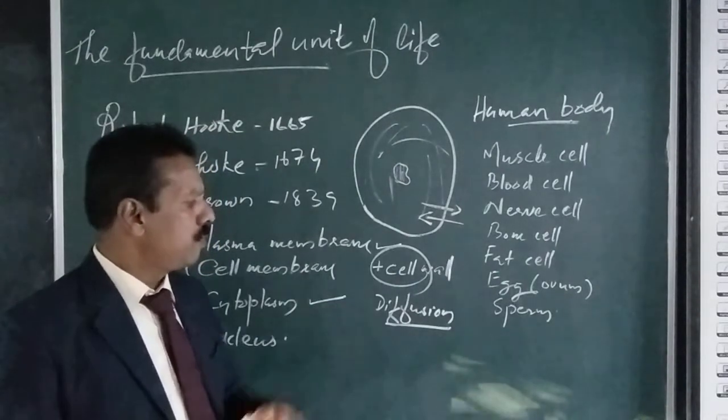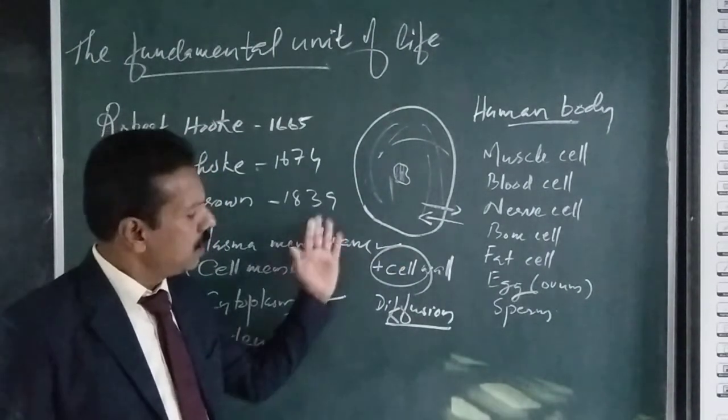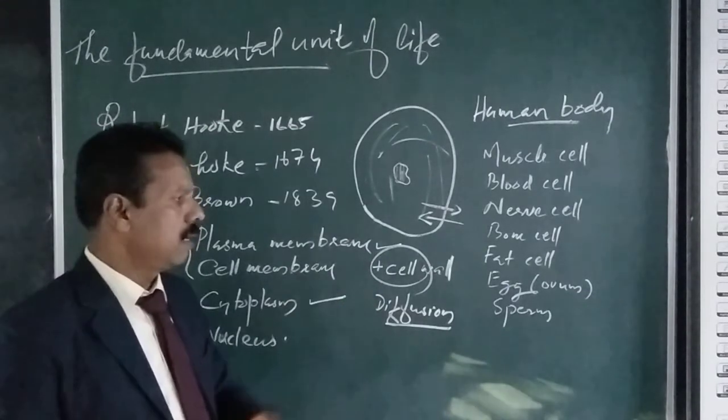We can observe a plant cell or animal cell through a compound microscope. And through diffusion, materials go inside and outside of the cell. Okay, thank you.